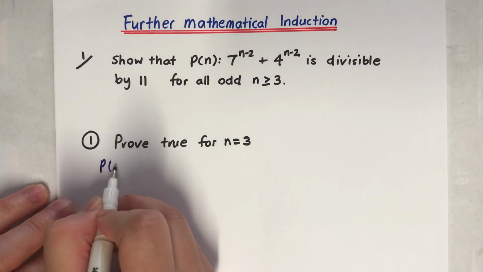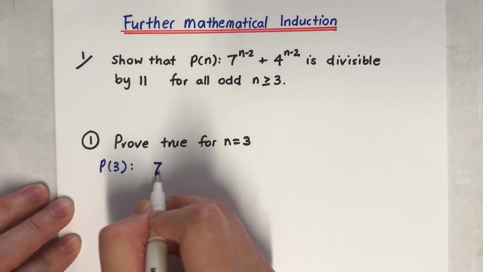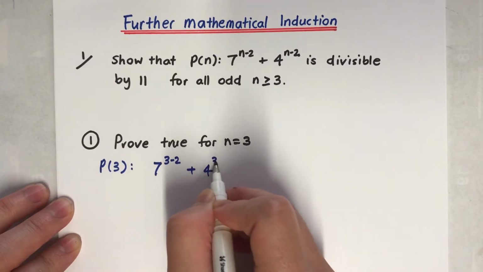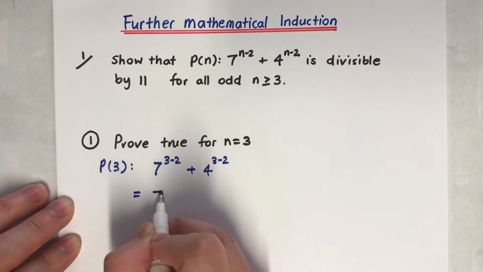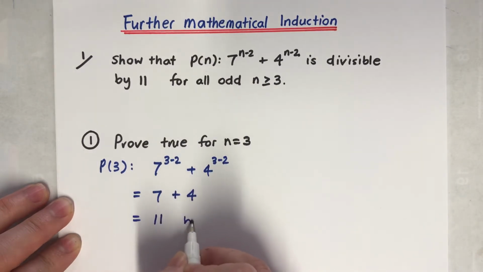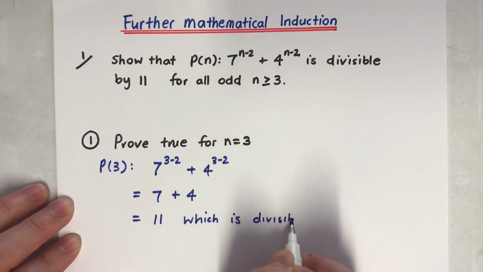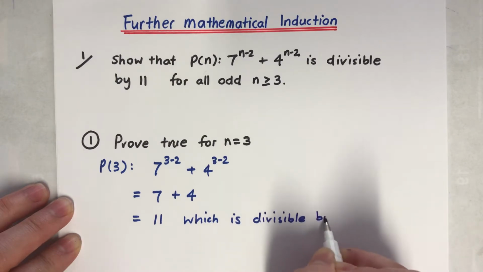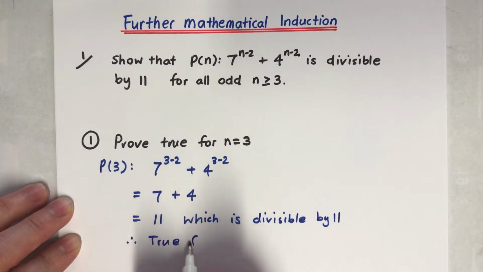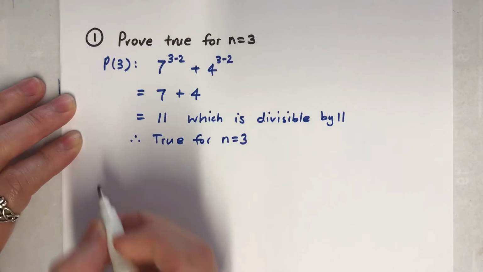So I'll put n equals 3, and then 7 to the power of 3 minus 2, plus 4 to the power of 3 minus 2, and it'll be 7 plus 4, that's 11, which is divisible by 11, which means it's true for n equals 3. Okay.